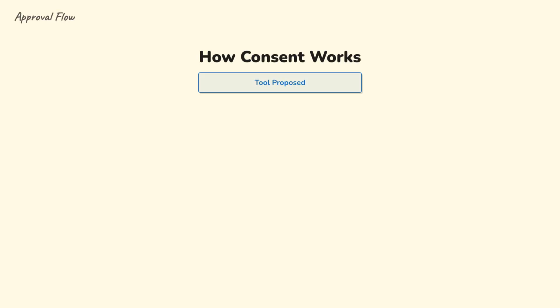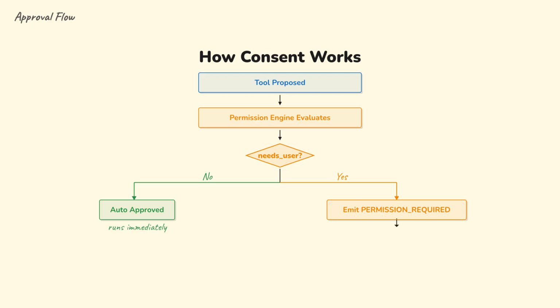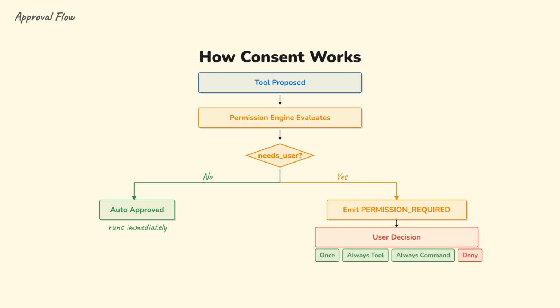When a tool requires user approval, the engine pauses and emits a permission_required event. The GUI, or terminal, shows the user the tool name, arguments, and reason. The user can approve once, approve always for that tool, approve always for that shell command, or deny. The outcome updates the session allow list, so the same tool doesn't ask twice.